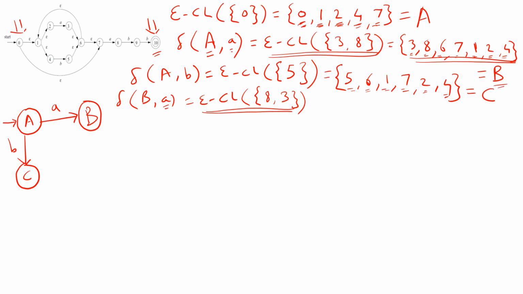And what is the name of it? The name of it is B. So I just rename it as B. So there is a self loop. There is a self loop on input symbol A for state B. Now we will calculate delta B comma B, which is also epsilon closure of something. Okay, so let's calculate that.